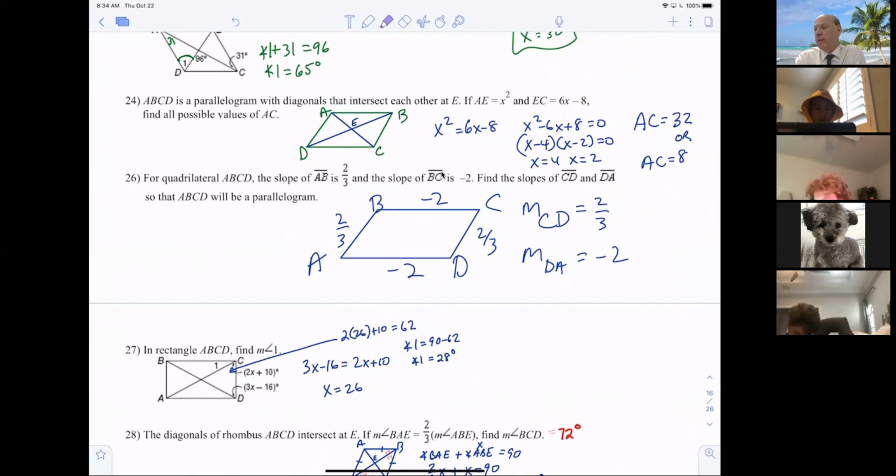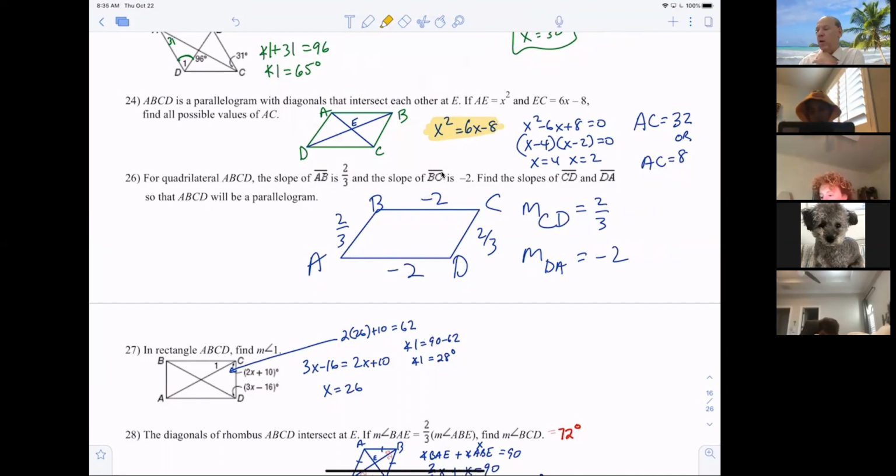ABCD is a parallelogram with diagonals that intersect each other at E. AE is equal to EC because the diagonals of a parallelogram bisect each other. So now x squared must be equal to 6x minus 8. Mia, do you agree with that?